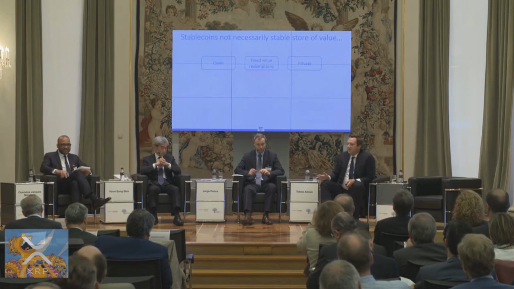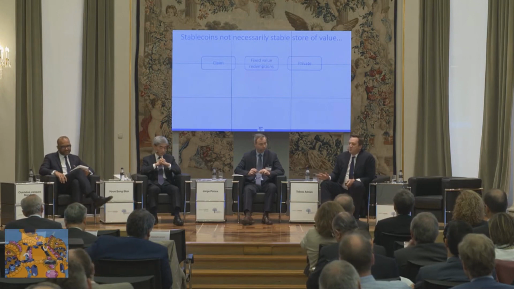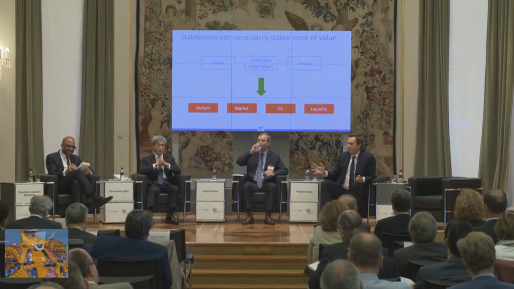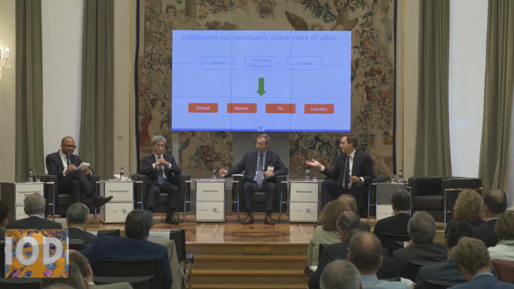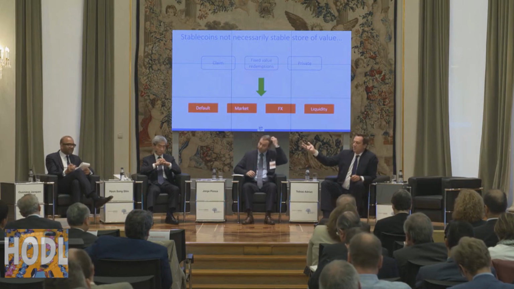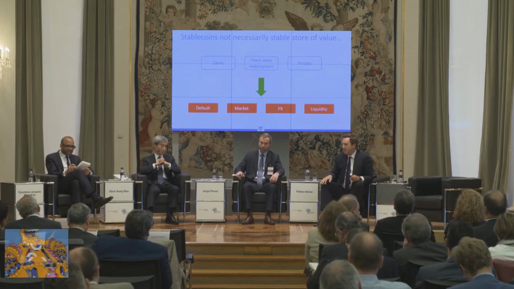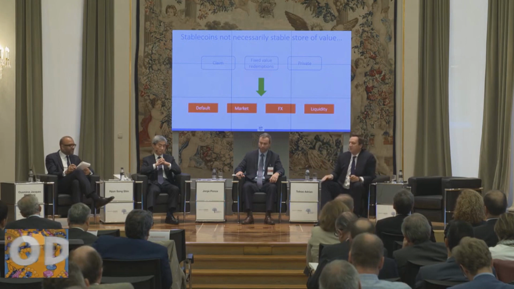So stable coins are not necessarily a stable store of value. And that's because there is a variety of risks, right? Stable coins are a claim with a fixed value redemption that is privately backstopped. And so because it's a private backstop, there's counterparty credit risk, there's default risk, right? Like the company that you're interacting with might go bust. There's market risk in the case of things like a US dollar coin, things like a gold coin or Libra. There's potentially FX risk with Libra, and there's liquidity risk because the reserves might not be fully liquid.